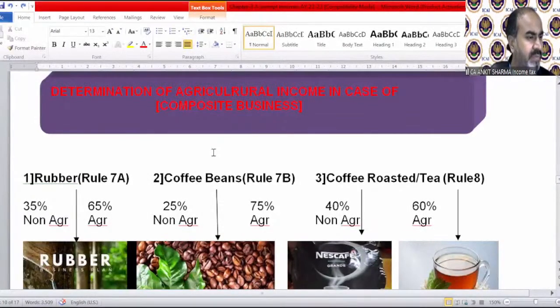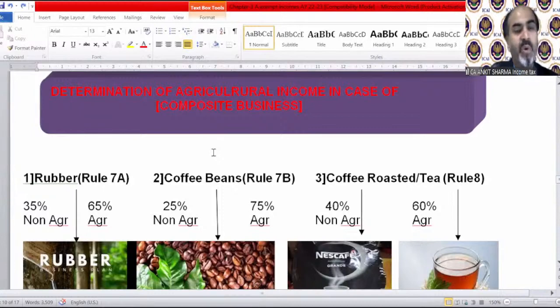Okay, more queries. Population more than 50,000, urban area. Okay, sir, is agriculture exempted only as per conditions or fully? If agriculture income is 10 lakh and there is no other income, do we have to pay tax or not? I just discussed. If you have only agriculture income and it's even 10 crore rupees, it's not going to be taxable. Okay. Why will cess not be imposed in the excise?